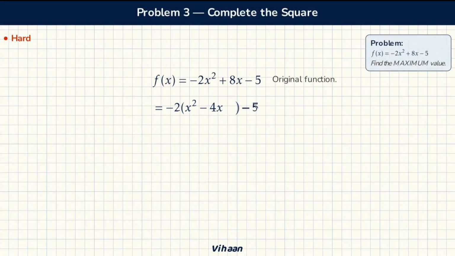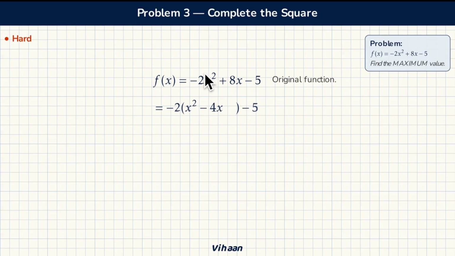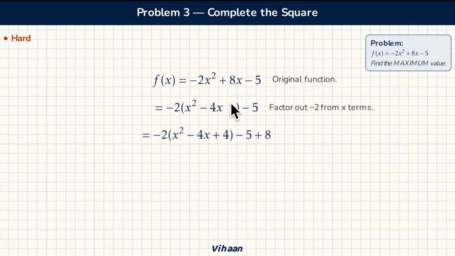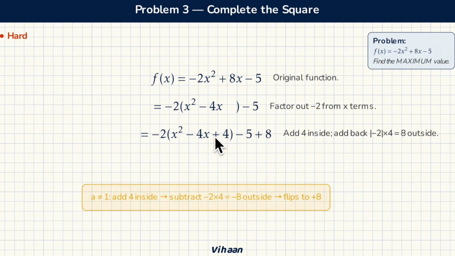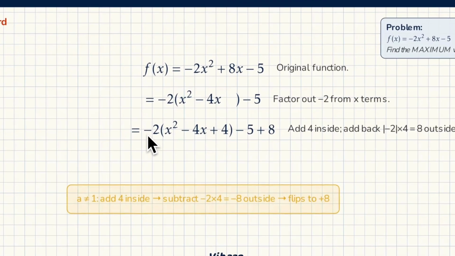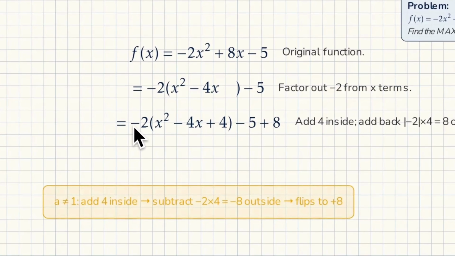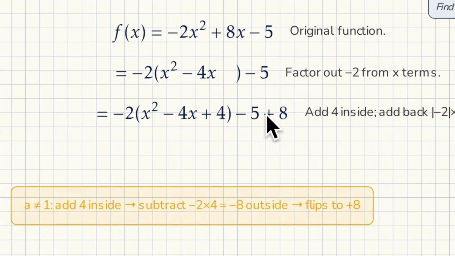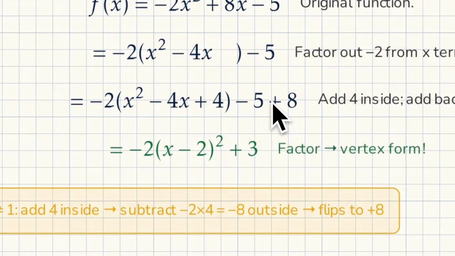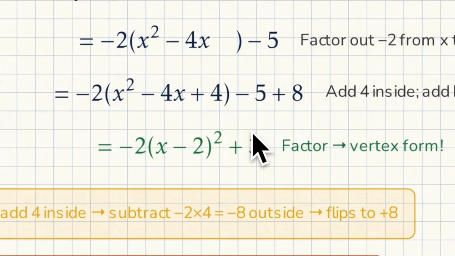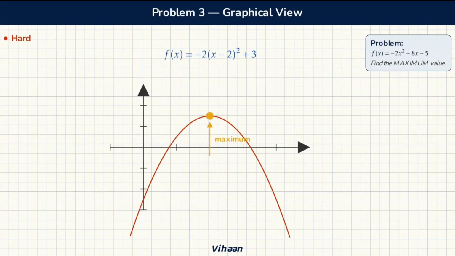We take our original function and factor out the -2 from here. Then we add plus 4 here. And since we would have to subtract 4 from here, but we have to multiply -4 by -2 to get 8, instead we add 8 here. -5 plus 8 is 3, and that's our answer. Now this is that same equation as a graph.